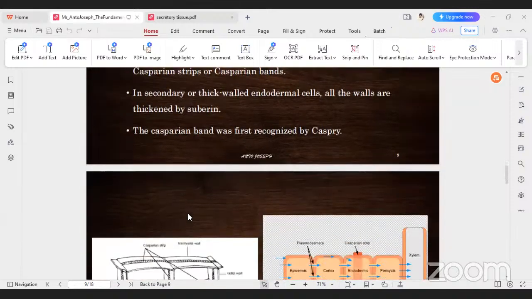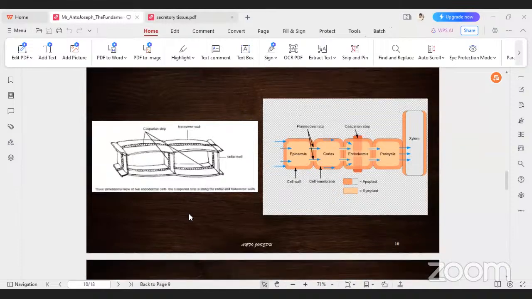That means actually, so this is the actual endodermis. In endodermis, where the Casparian bands are present, like this, the thick-walled suberin chemical is present. These suberin thickenings are called Casparian bands.